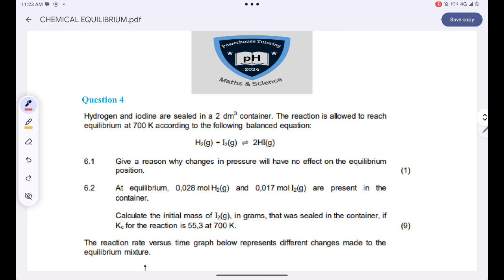Okay, hydrogen and iodine are sealed in a 2 cubic decimeter container. The reaction is allowed to reach equilibrium at 700 kelvins, according to the following balanced equation. We have hydrogen and iodine, and we will form hydrogen iodide. Firstly, they want us to give a reason why changes in pressure will have no effect on the equilibrium position.